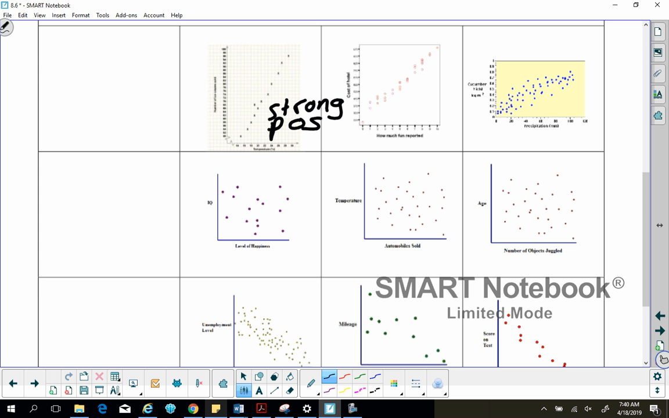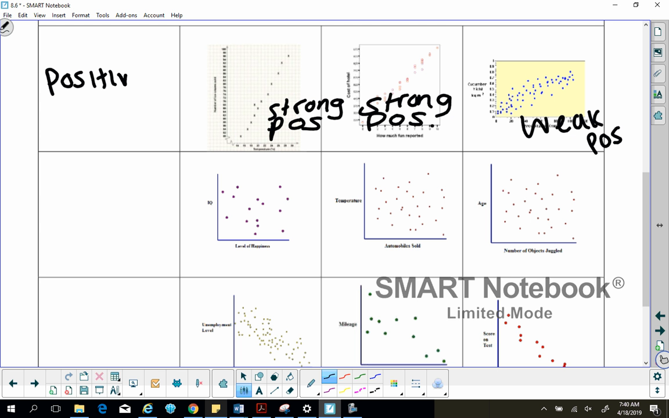Okay, cool. Victor, what's this one? Positive, and is it strong or weak? It's pretty strong, right? They're all pretty close together. Kamari, what did you get for this one? Positive. What do they all have in common? They're positive correlations.